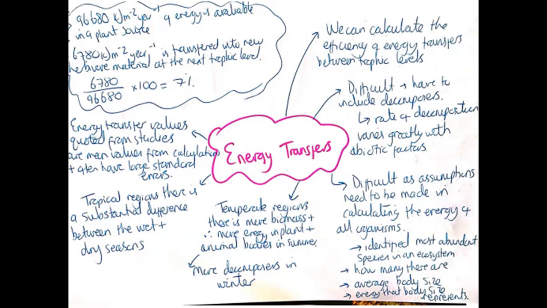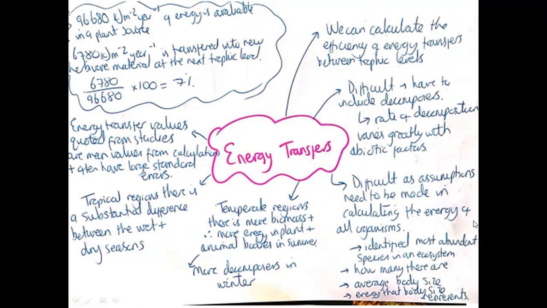It's also difficult as you have to make quite a lot of assumptions before you can calculate the energy of all the organisms. So before you can say, all right, my producer contains, let's take my number from up here, 96,680 kilojoules per meter squared per year of energy, you have to make some assumptions about them.